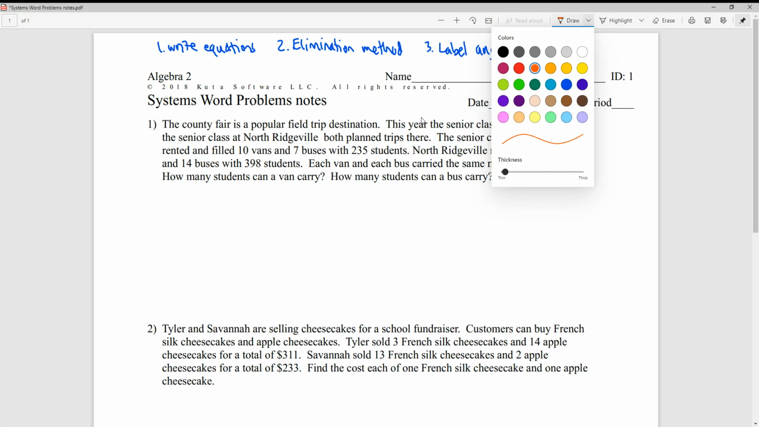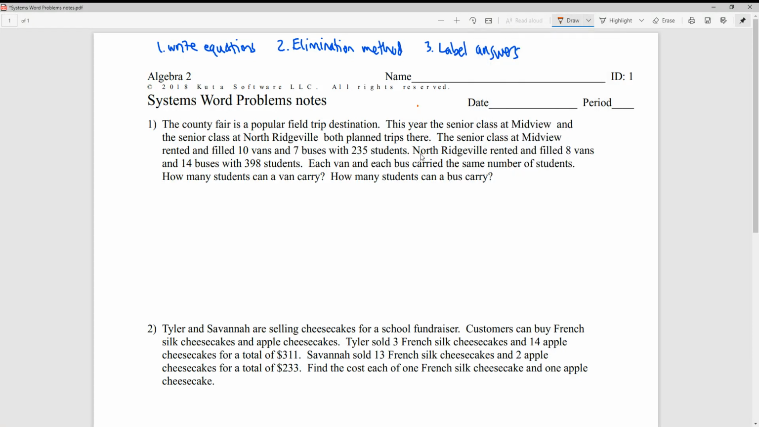The county fair is a popular field trip destination. This year, the senior class at Midview and the senior class at North Ridgeville both planned trips there. The senior class at Midview rented and filled 10 vans and 7 buses with 235 students. North Ridgeville rented and filled 8 vans and 14 buses with 398 students. Each van and each bus carried the same number of students. How many students can a van carry? How many students can a bus carry?